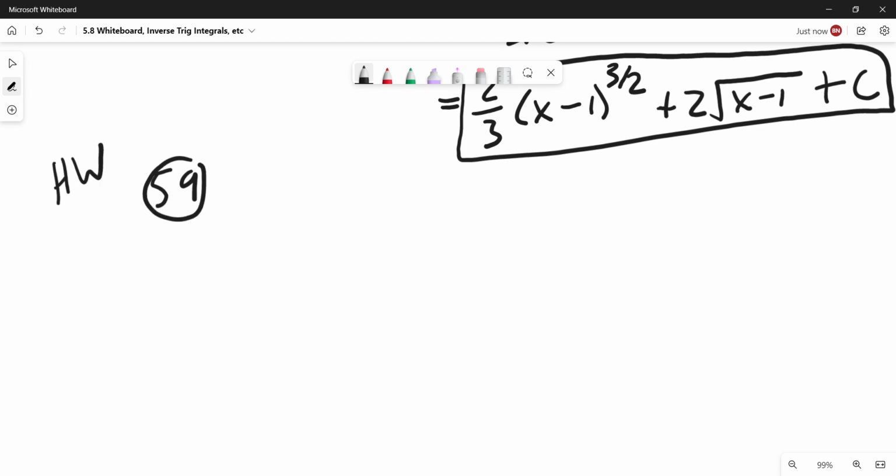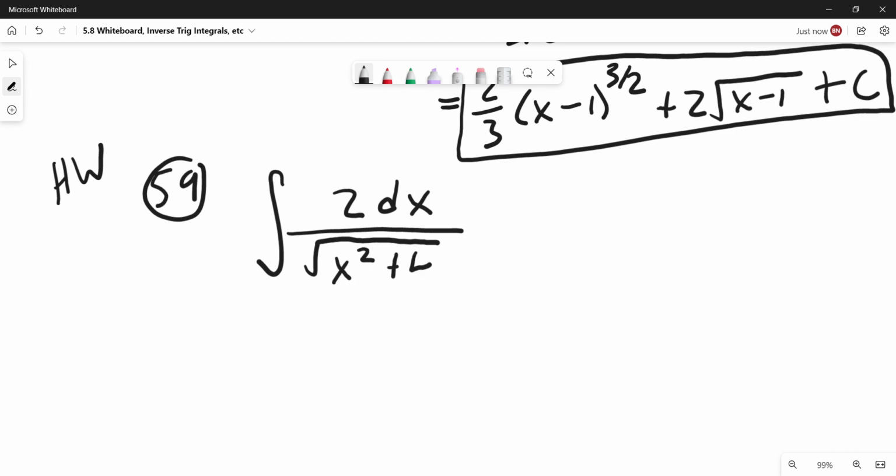Homework 59: decide whether you can find this integral. This one is kind of tricky. I was just thinking through the options, and I did have a moment of doubting the answer. First of all, if you made what's under the square root to be u, so u is x squared plus 4, u prime would be 2x. Again, you don't have an x, you can't magically make up an x. It's not going to work.